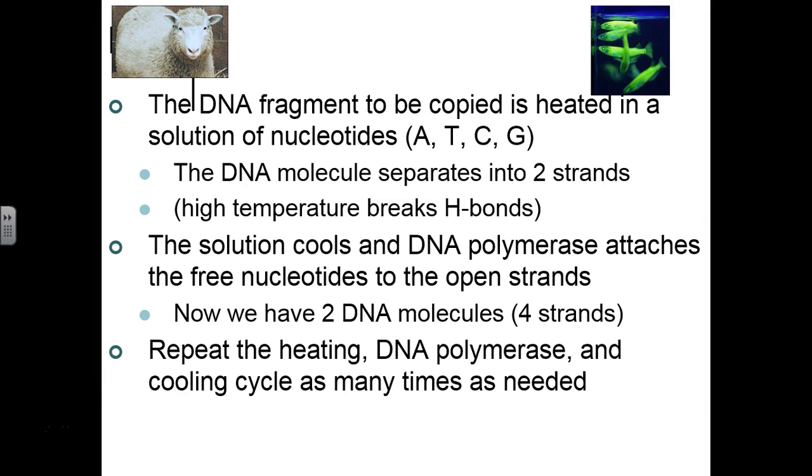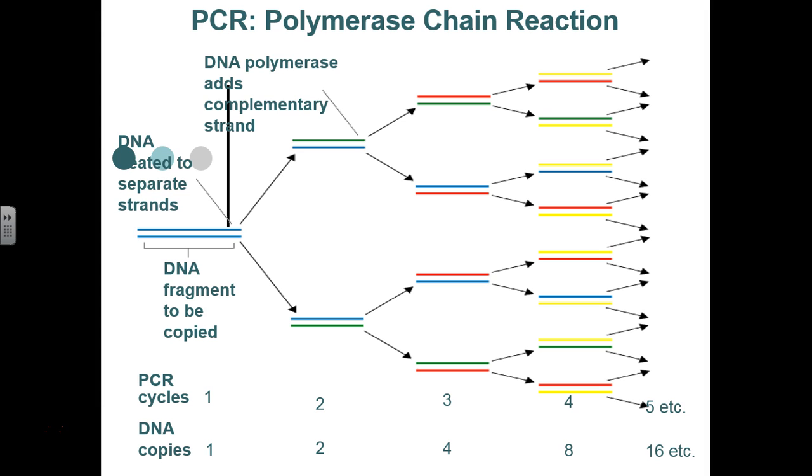Well, this process wasn't discovered until 1985 when scientists first took enzymes out of bacteria that live in these really hot thermal vents in Yellowstone Park. And by using those enzymes that are adapted to that environment, this heating and cooling did not affect the structure or the denaturing of that enzyme. That's an adaptation that they had for their environment.